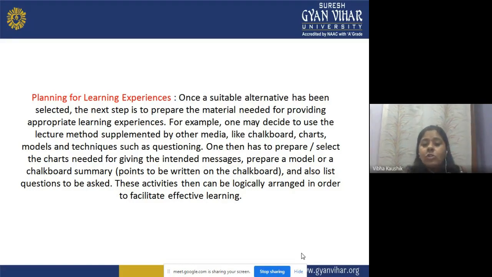Then one has to select and prepare the chart needed for giving the intended message. Prepare a model, or a chalkboard summary: the main points to be written on the chalkboard. I have to select the main points and write them on the chalkboard, and also list the questions to be asked. I will prepare some questions that I will ask the students during the teaching learning process. These activities can then be logically arranged in order to facilitate effective learning.